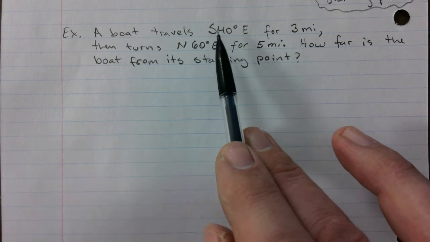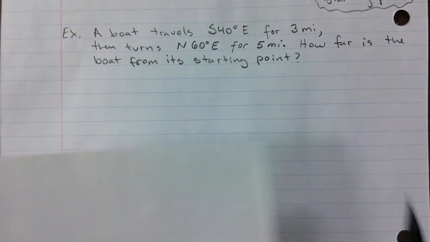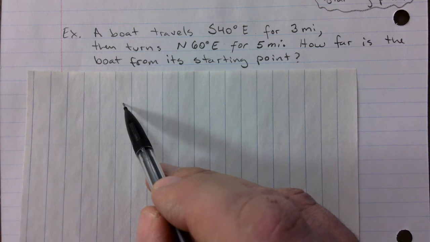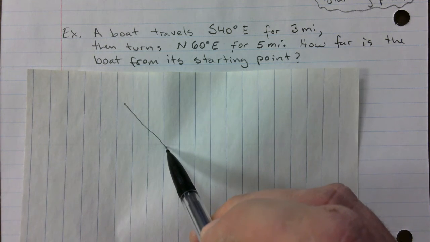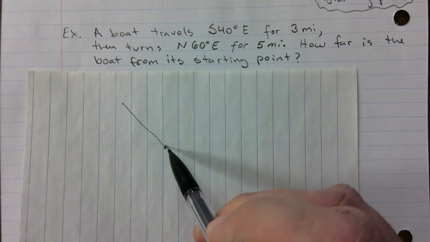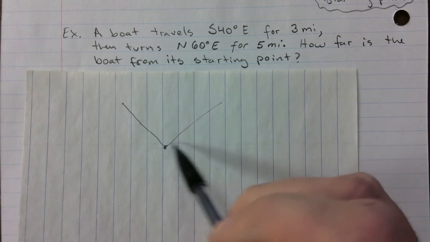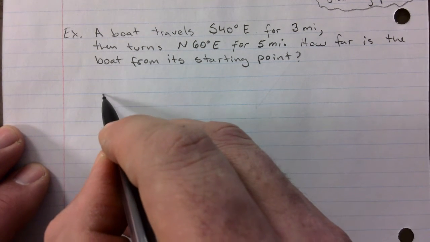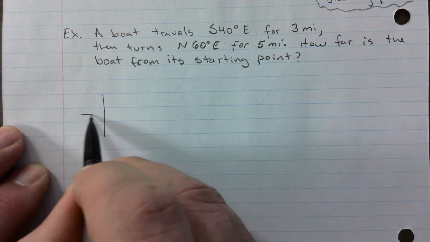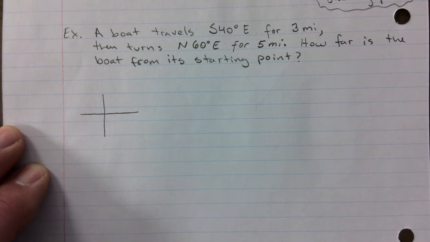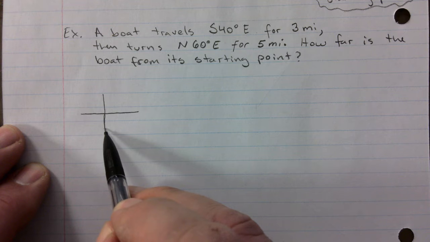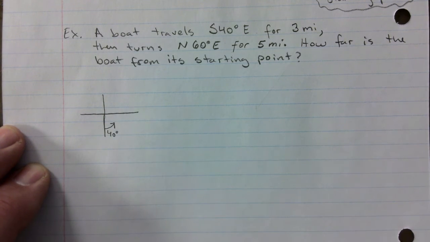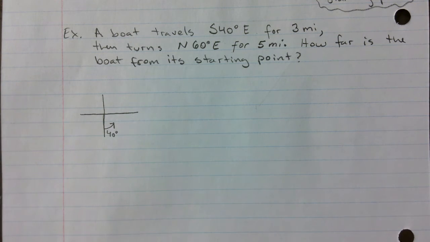So we're going south. It's my scrap paper here. I'm gonna go south 40 east, and then I'm gonna turn north 60 east. So I'm kind of doing this. Okay, so that's a good reference to have. So I'm gonna start here. You're gonna go south 40 east for 3 miles.